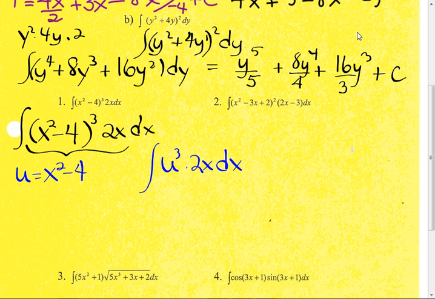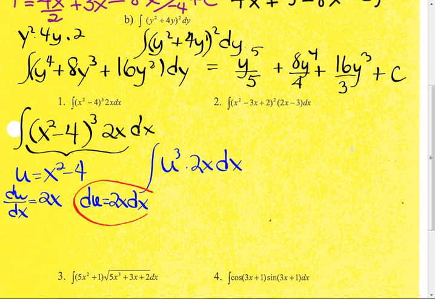So let's take the derivative of this. Du with respect to x is what? What's the derivative of x squared? It's 2x. So if you solve for du, it's equal to 2x dx. Guess what? 2x dx is the same as du. So I could take this and replace it by du.